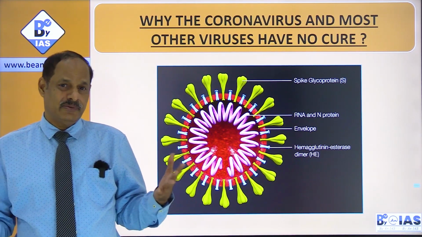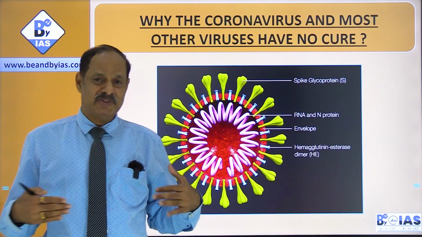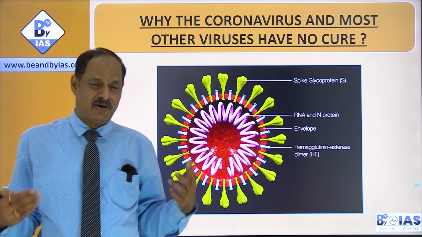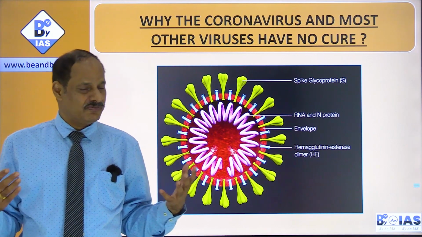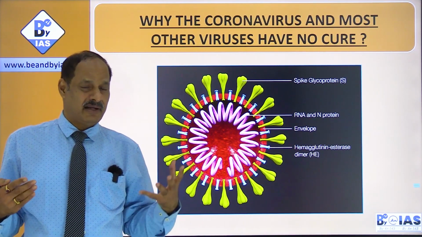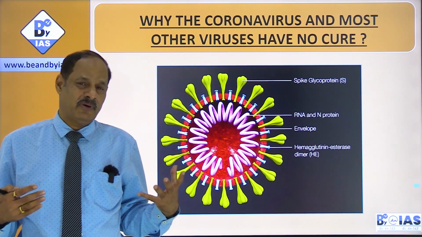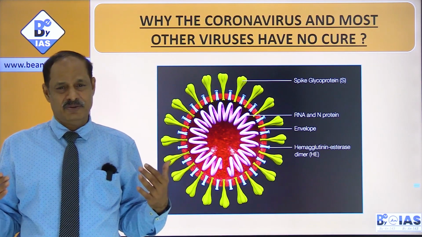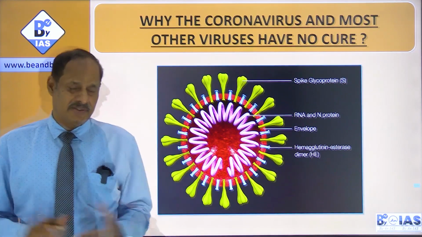So in this scenario, I am an incorrigible optimist that science can one day come up with a vaccine or antiviral drugs for the coronavirus as well. But as I told you, these two important points are there. Unless these are addressed, it becomes a far cry to even think about a vaccine at this stage.